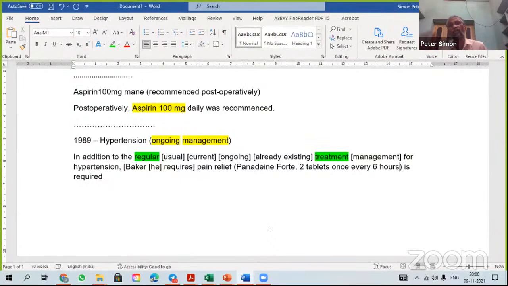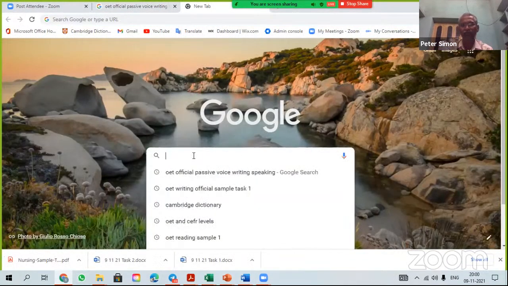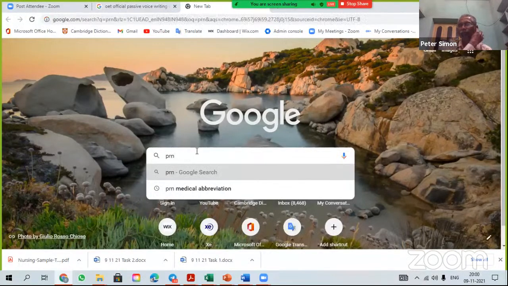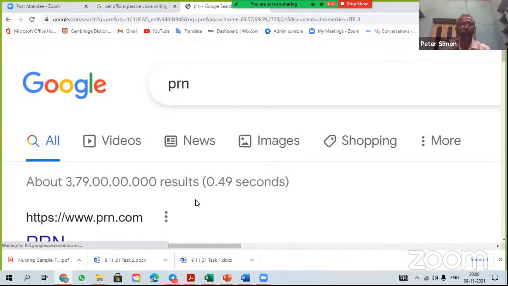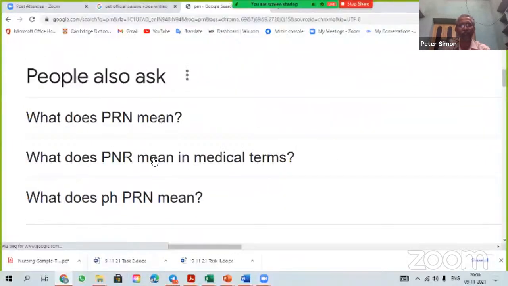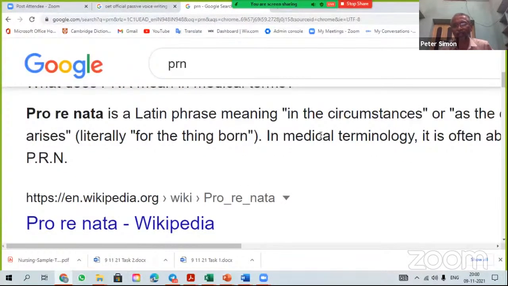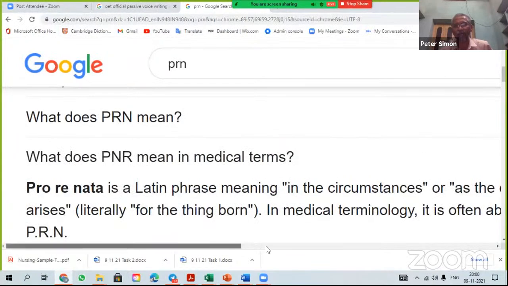PRN means whenever required. What do you mean by PRN? Try to see that word and you have to learn those words. You can just type the word in Google, PRN. PRN means pro re nata in medical terms, that is, in the given circumstances, as necessary.